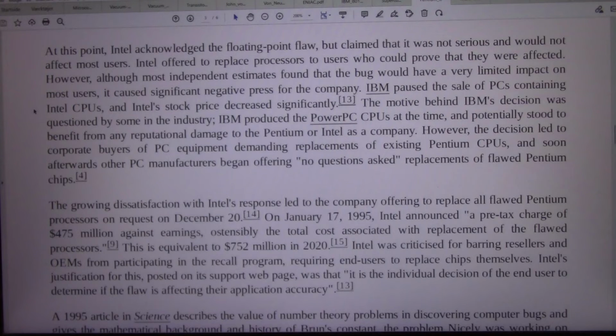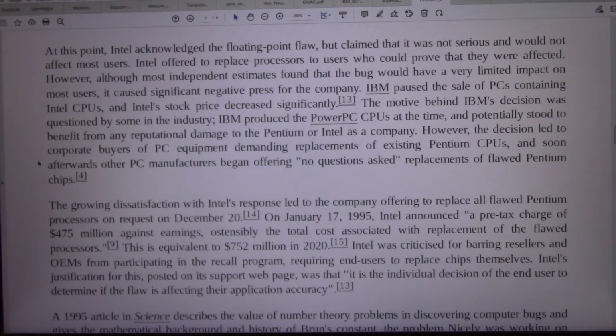The motive behind IBM's decision was questioned by some in the industry. IBM produced the PowerPC CPUs at the time, and potentially stood to benefit from any reputational damage to the Pentium or Intel as a company. However, the decision led to corporate buyers of PC equipment demanding replacements of existing Pentium CPUs, and soon afterwards other PC manufacturers began offering no questions asked replacements of flawed Pentium chips.